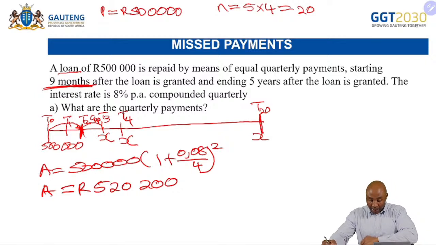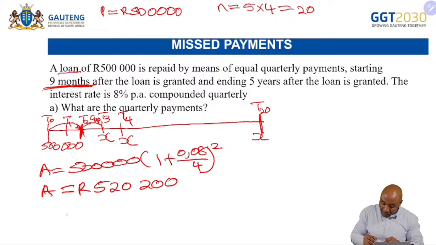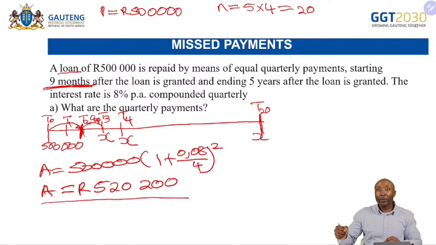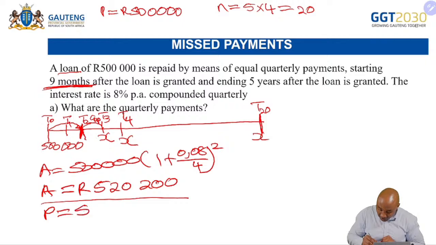So you are able to see that if you choose to start paying after a certain period, you are no longer owing 500,000 before you start paying. You are already owing 520,200. That is your new loan amount. So when we calculate the new installment, we are going to be using 520,200 as our loan amount and no longer 500,000. So at T2, that is what we are going to consider as our loan amount, 520,200.